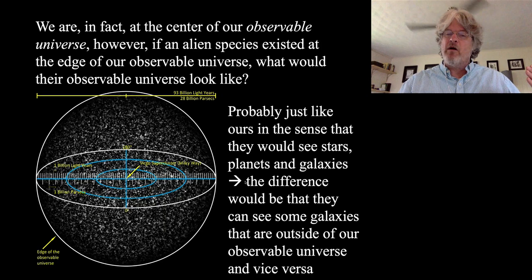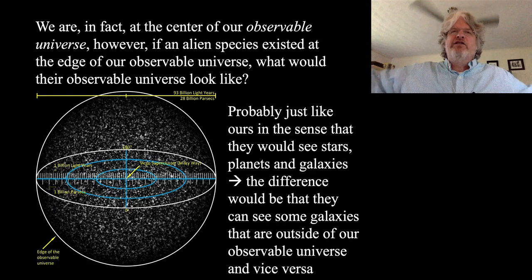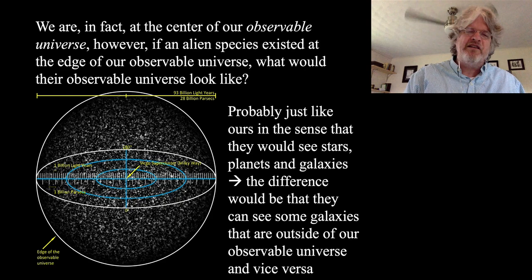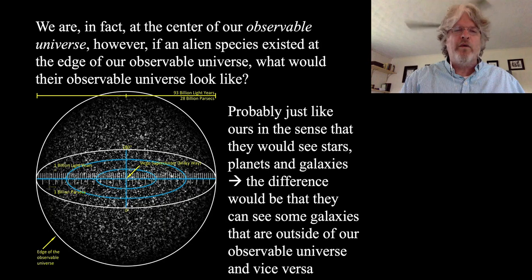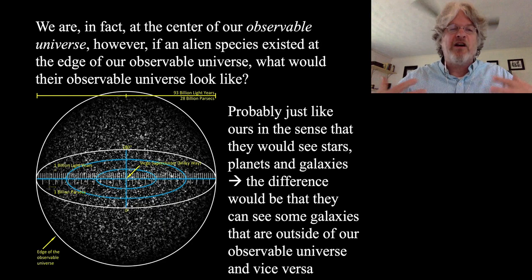But what they see should look just like what we see, the same sort of distribution of galaxies. Yes, they're different galaxies, but it looks like this. And it's the same in every direction in terms of the Hubble expansion and what we see, whether or not you happen to be here or here or here. It just looks the same for all observers. And so that's the cosmological principle.